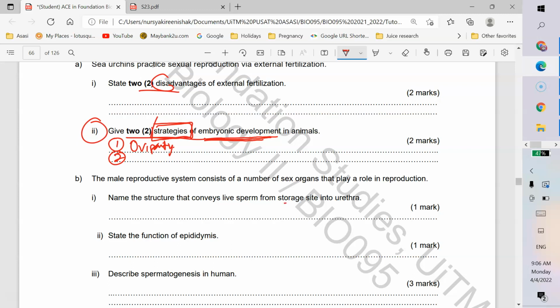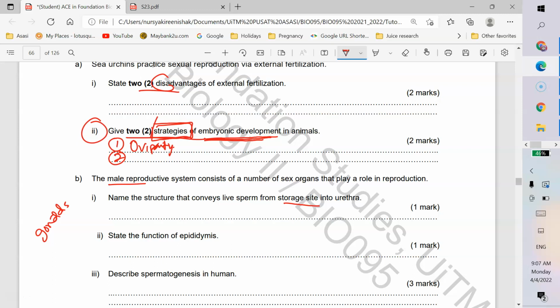Storage site ni apa? Ini kita tengok pada male reproductive system. So basically the testis is the organ that is responsible to produce the gametes. Okay, testis. So kalau untuk lelaki, testis tu adalah gonads. Kalau perempuan, gonads adalah ovary. What is gonad? Is the organ that is responsible in producing gametes.